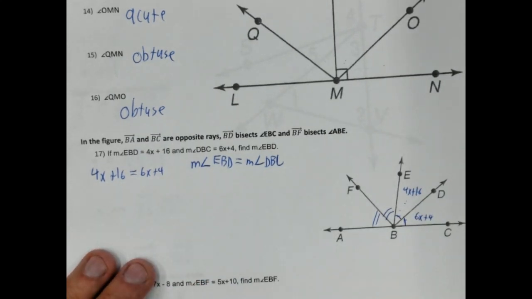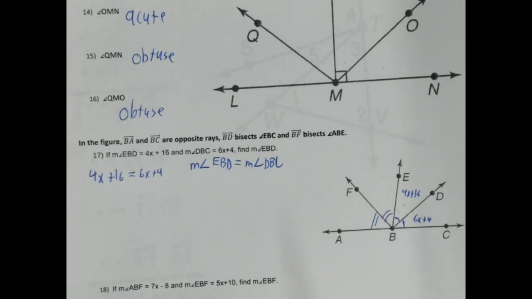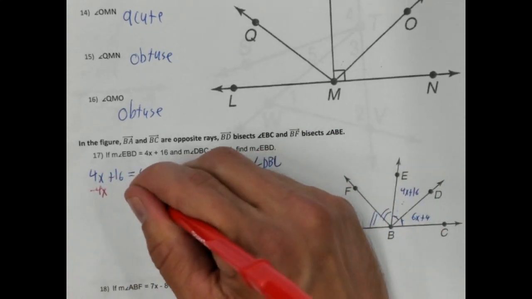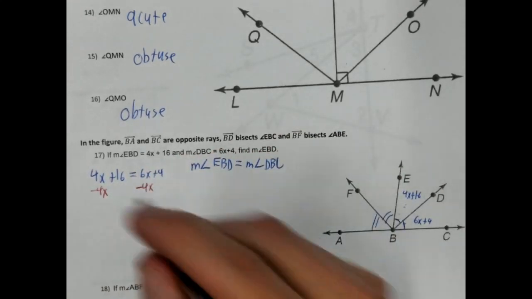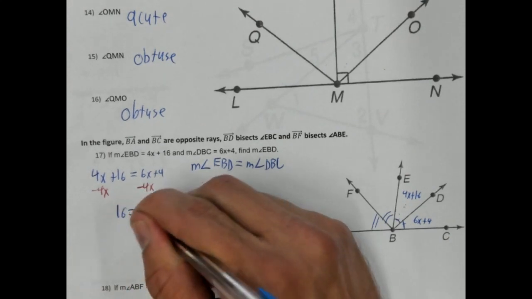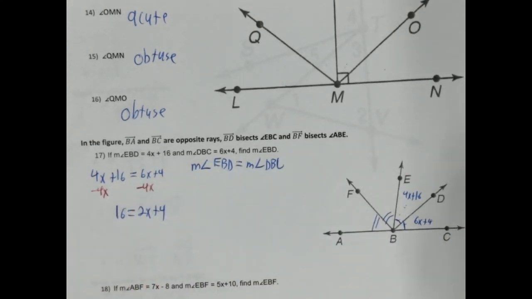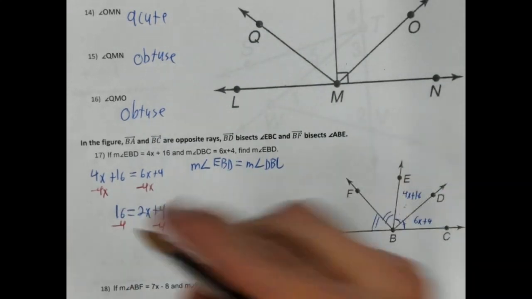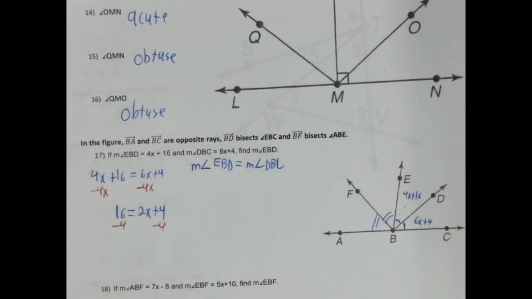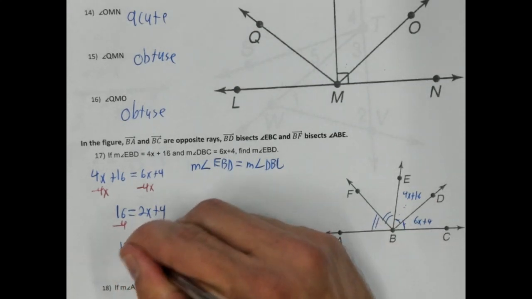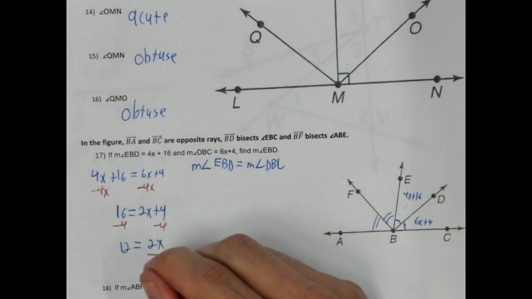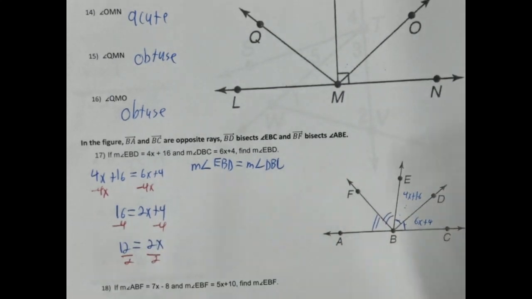Okay? So we're going to get the x's on the same side. We're going to subtract 4x from both sides. And then 6x take away 4x will be 2x. So we'll have 16 equals 2x plus 4. And then we're going to subtract 4 from both sides. So 16 take away 4 is 12. And 12 equals 2x. And then we're going to divide both sides by 2, because that's our coefficient. And x would be equal to 6.